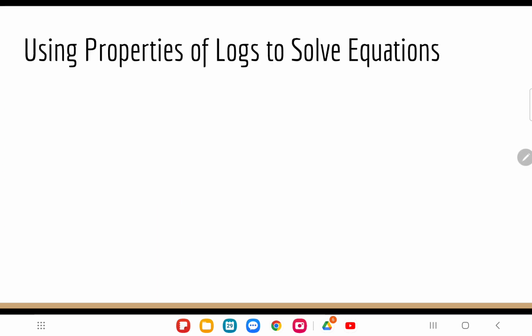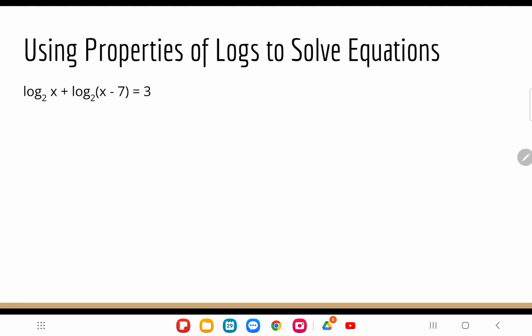Okay, so we also can be using properties of logarithms to solve equations. I have a couple of slides on this. Please remember that you can always condense and expand logarithms to make it easier for you to solve equations.